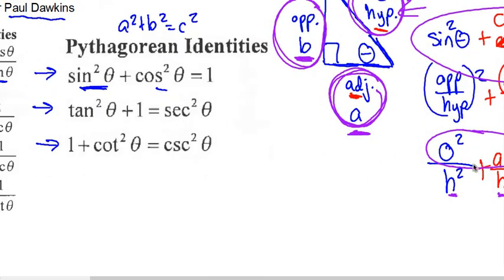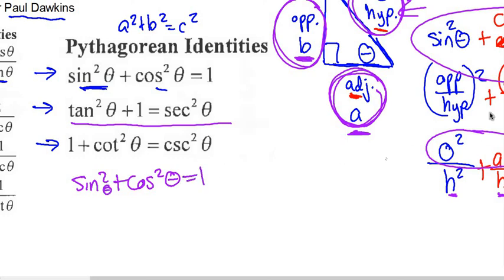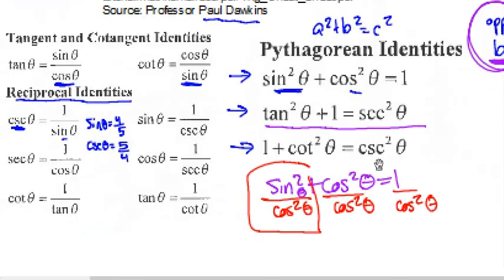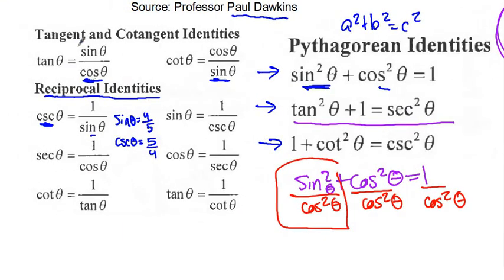So where do these other two come from? Well, let's start by proving this one. Suppose that I take this identity right here that we just proved. That's supposed to be a theta right there. Suppose I take that identity and I divide everything in it by cosine squared. You can do that because as long as you do something to one side, you can do it to the other. What is sine squared over cosine squared? Well, we have another identity for that in this list: sine over cosine is equal to tangent. So sine squared over cosine squared equals tangent squared.